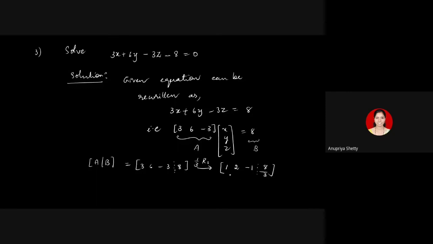This matrix is already in the row echelon form now. This is A dash, this is B dash. Look at A dash. The first column has a pivot. There are 3 columns. Let me write down what A dash is. We have to solve A dash x equal to B dash. That is, A dash is 1, 2, minus 1, and there is x. X has 3 entries, x, y, z, or you can write x1, x2, x3 also. Then there is 8 by 3.